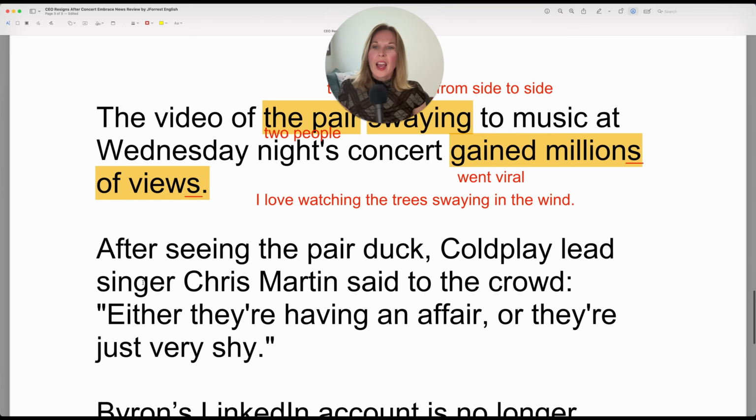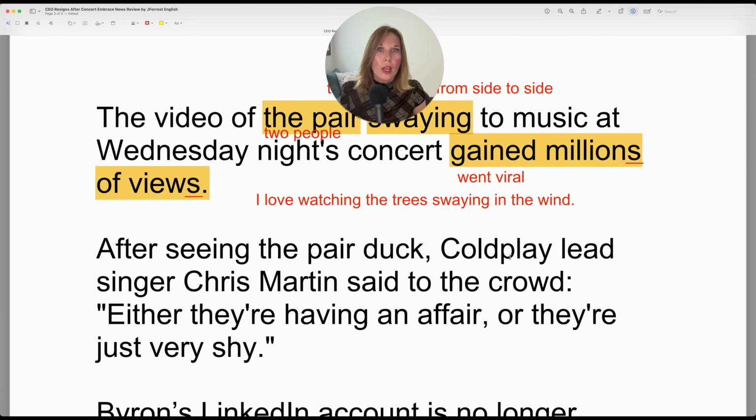Let's keep going. After seeing the pair duck, now you know what this means. It has nothing to do with the animal, right? Because what is the subject? The pair duck. After seeing the pair duck. So here, although the pair represents two people, it's a collective, it's being conjugated as they. After seeing them duck, after seeing the two people duck, because this is the action, the verb here.